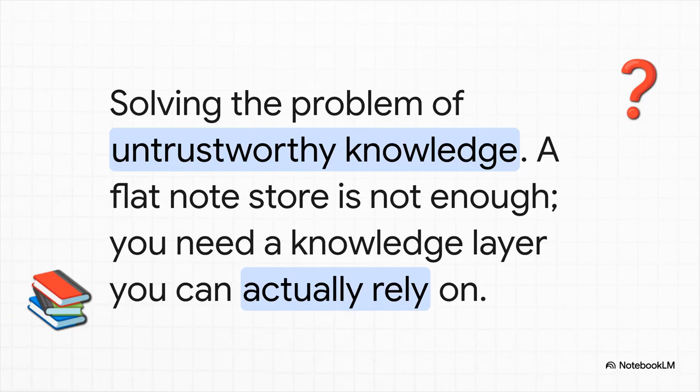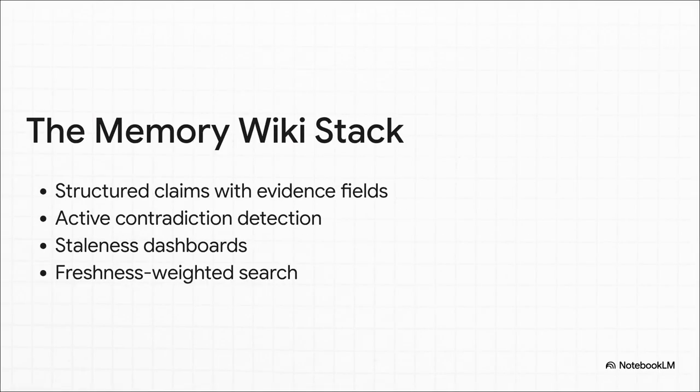Okay. The second biggest win here tackles the problem of untrustworthy knowledge. A simple flat note store is fine for basic stuff. But when you're working on complex projects, you need a knowledge layer that you can actually trust and rely on. And the solution for that is the Memory Wiki stack, which is kind of like creating a shared brain for your entire team. Instead of just a pile of notes, it uses structured claims. Think of them like facts or assertions that actually require you to provide evidence.